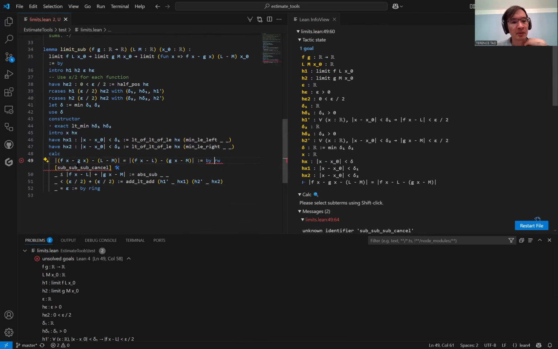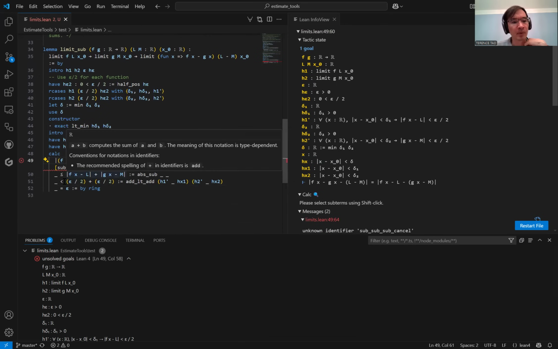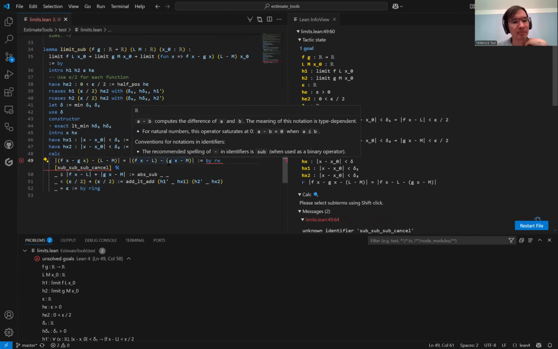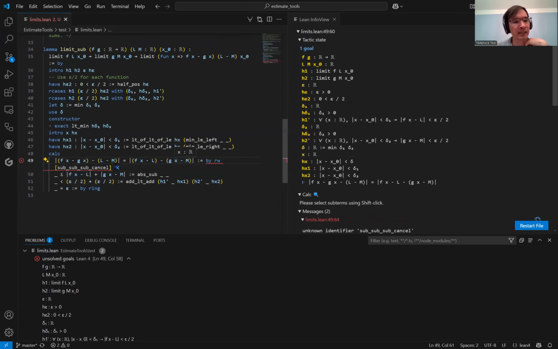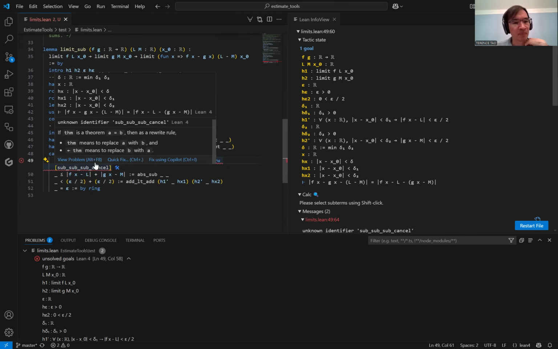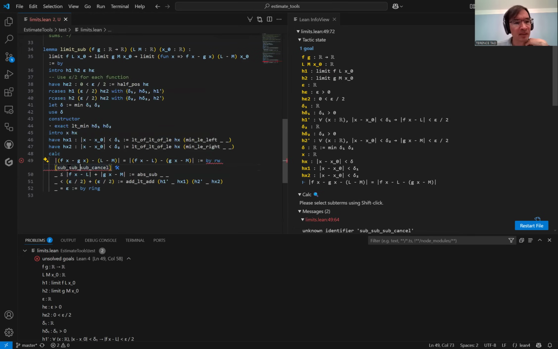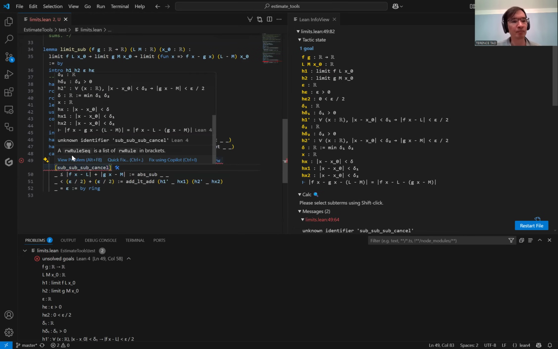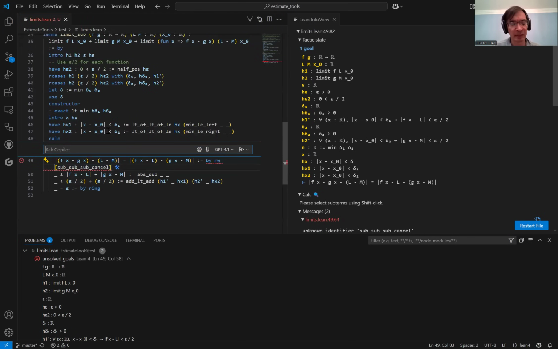So we need to, yeah, sure, f x minus g x minus (l minus m) is equal to f of x minus l minus (g of x minus m), which is correct. Okay, so it hallucinated a method, sub cancel, which doesn't actually exist. I know several ways to fix this, but let's just ask Copilot: sub cancel doesn't exist.